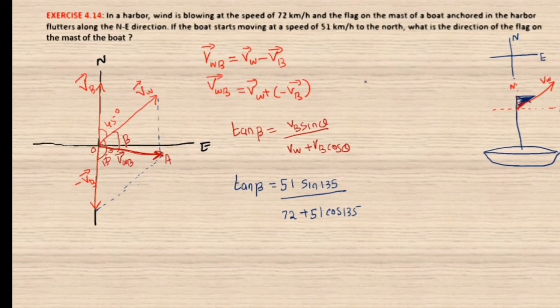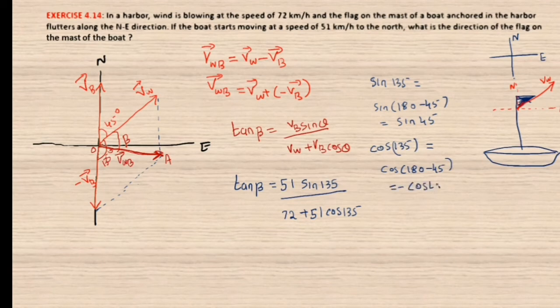So what is sine 135? Sine 135 can be written as sine of 180 minus 45. That is equal to sine 45. You may have learned this equation. Next one is cos 135. Cos 135 can be written as cos of 180 minus 45, which is equal to minus cos 45. So sine 45 is equal to 1 by root 2 and minus cos 45 is equal to what? Minus 1 by root 2.